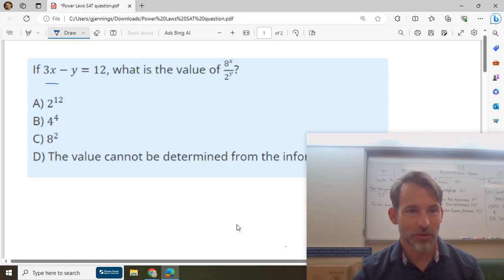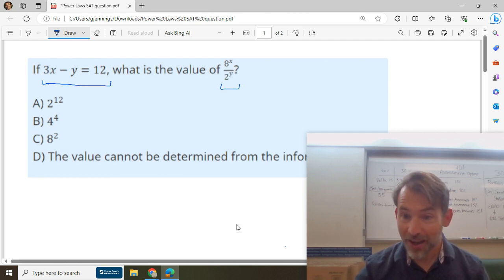We're given this expression, that 3 multiplied by x minus y is always equal to 12. And then we're asked, what's the value of 8 to the x divided by 2 to the y? I can show you a few ways to get through this question if you're stuck and your basics are not there. But before that, let's go to the basics.